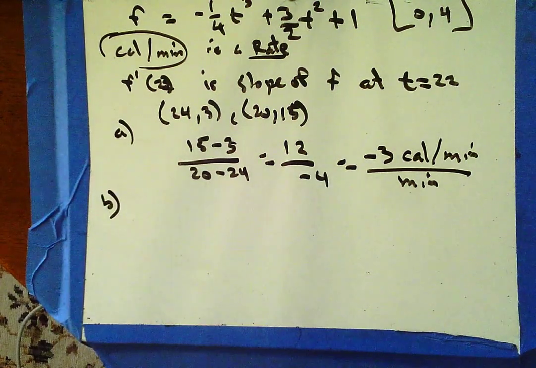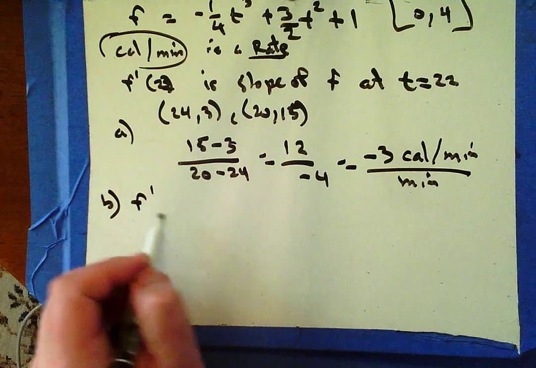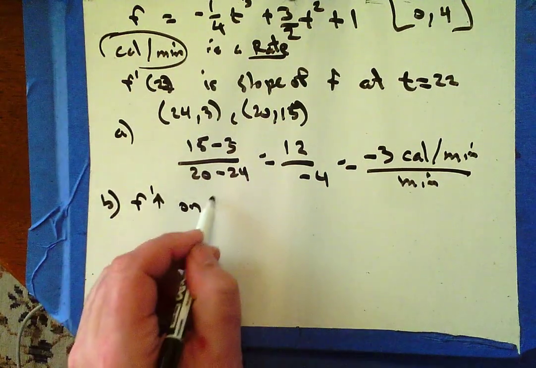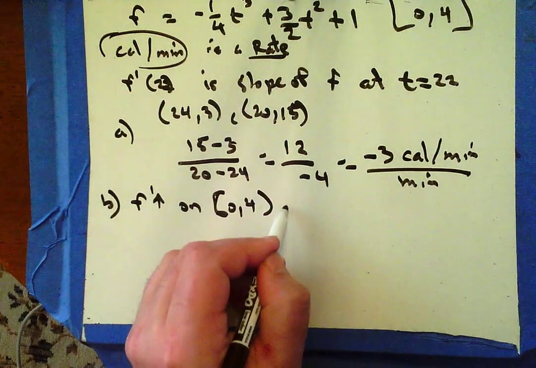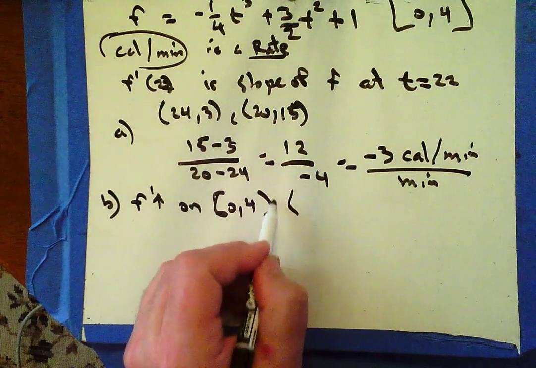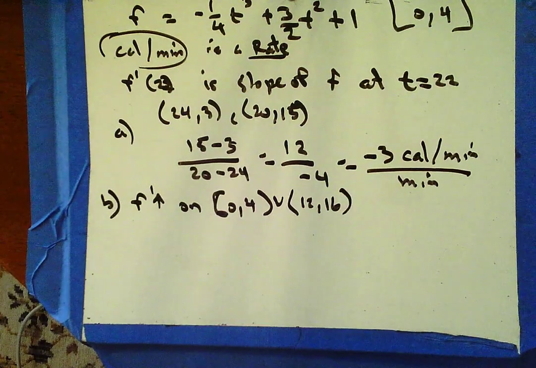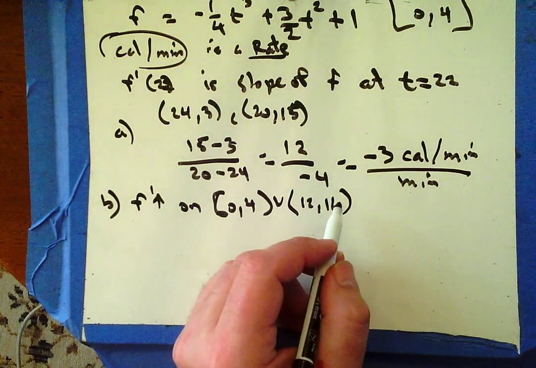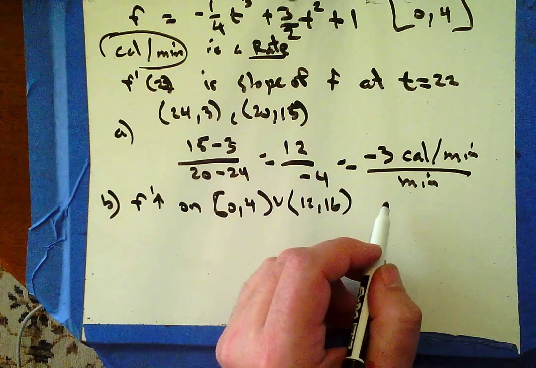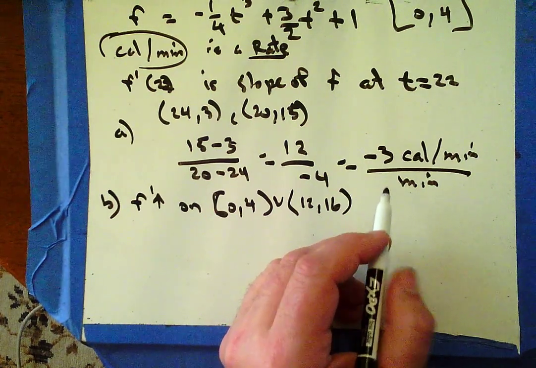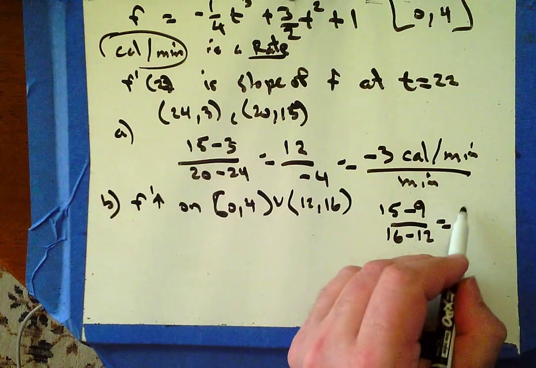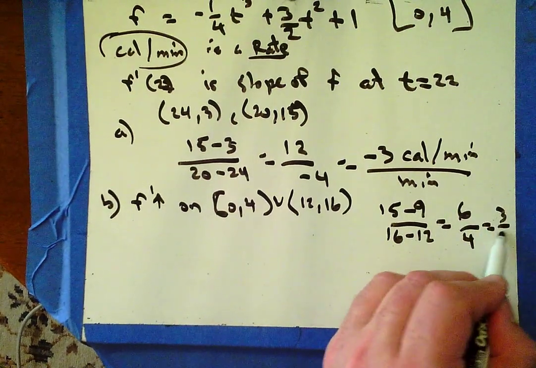Part B. On the time interval 0 to 24, f is increasing at the greatest rate. So f is increasing on 0 to 4 and on 12 to 16. That's when f is increasing. So when is f increasing the greatest? Well, on 12 to 16, we have this linear function. So I'm going to find the slope there to find what the rate of change in f is on that interval. 15 minus 9 over 16 minus 12, which is 6 over 4 or 3/2.